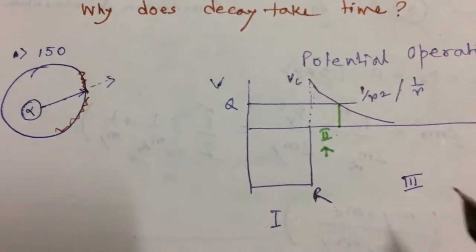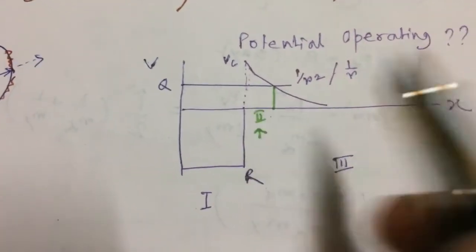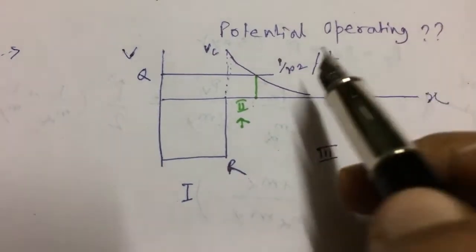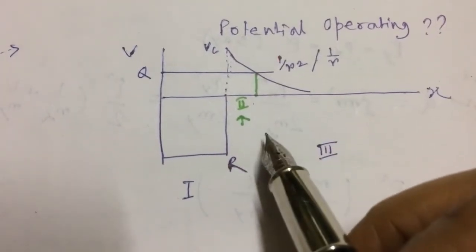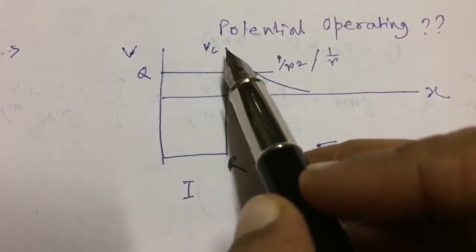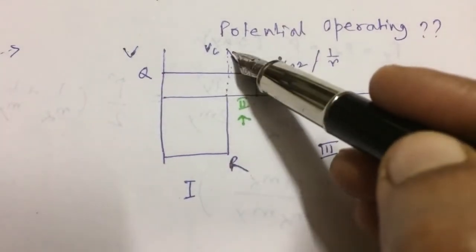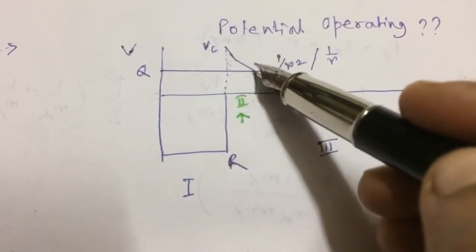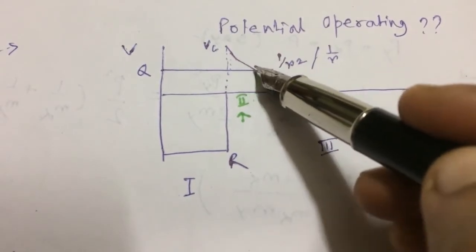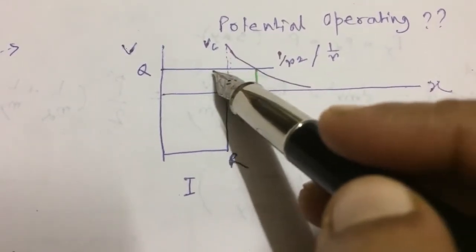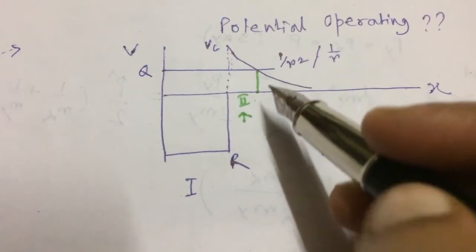For lower Z these two lines merge, but after a certain value of Z, the Coulomb potential curve occurs outside the nuclear radius R. Let's call it VC, the Coulomb potential. In these regions, we can see from this plot that the Coulomb potential is quite greater than the kinetic energy of the alpha particle.